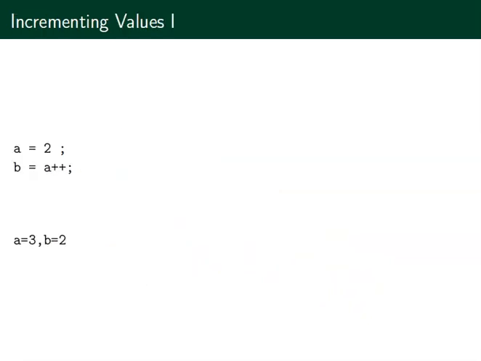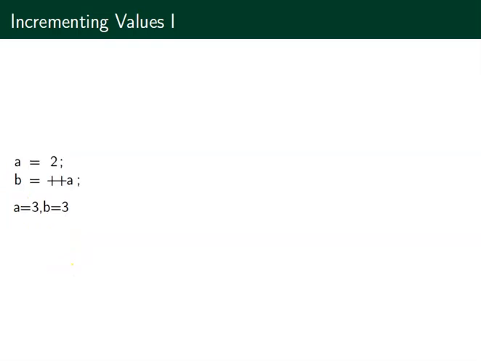Now if you want to increment values, this is also something you might already know. If you have a equals 2 and then b equals a++, the a++ means that a is incremented, definitely, so a becomes equal to 3. However, what will the value of b be? In this case, the value of b is the old value of a, which is 2.